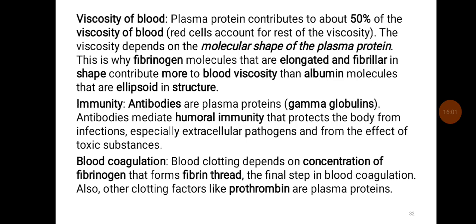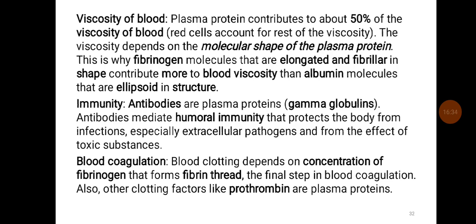Viscosity of the blood. The plasma proteins contribute around 50% of the viscosity of the blood. Red cells account for the rest of the viscosity. The viscosity depends on the molecular shape of the plasma proteins. This is why fibrinogen molecules that are elongated and fibrillar in shape contribute more to the blood viscosity than albumin, the molecules of which are ellipsoid in nature.